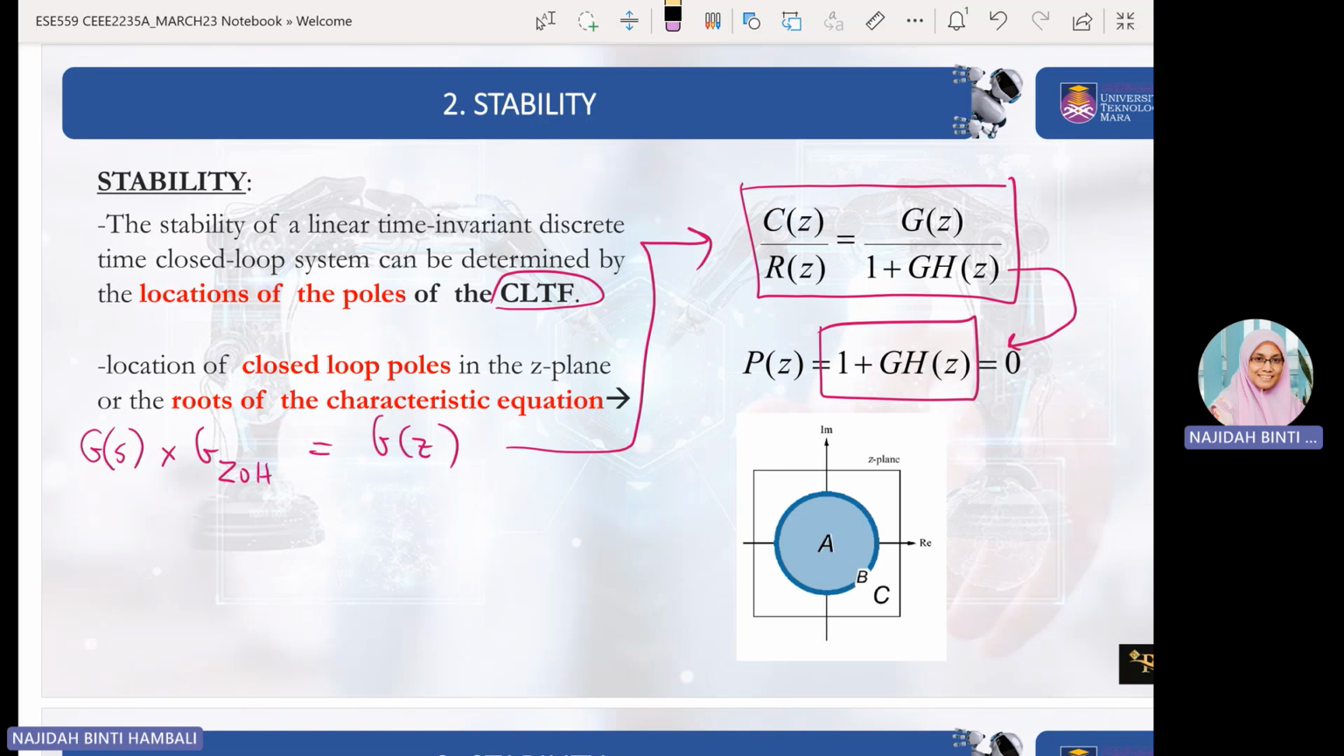So after the question, determine the pulse transfer function, lepas you dapat G(z), it can be extended into determine the stability atau determine the steady state error. So nak determine steady state error pun dia menggunakan this one. Steady state error pakai open loop transfer function. Stability kena pakai closed loop, sebab dia nak daripada ni characteristic equation. Ni CE, characteristic equation.